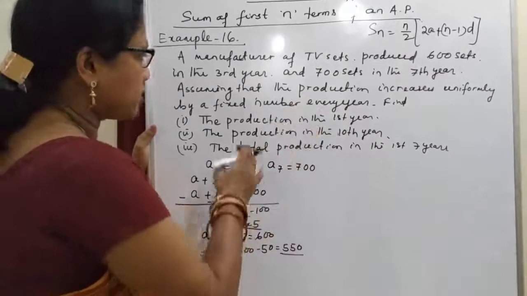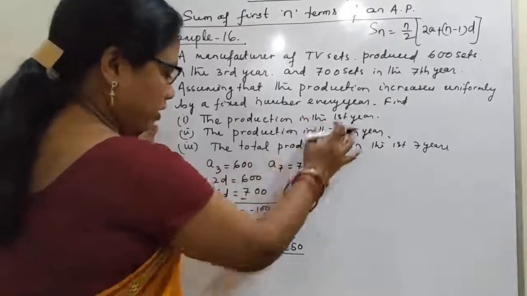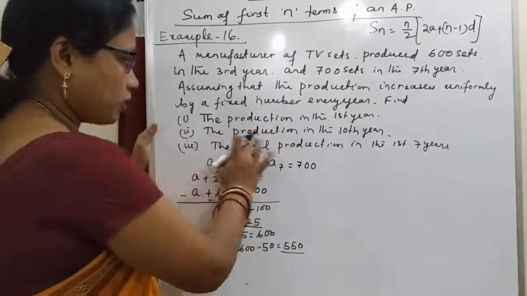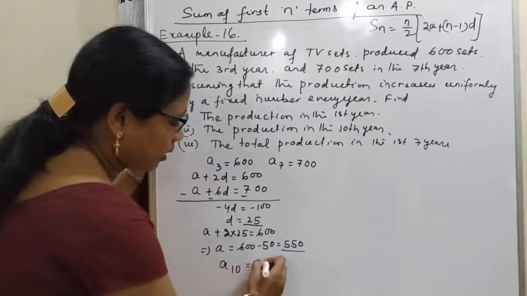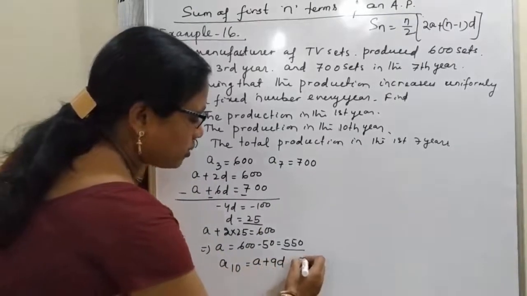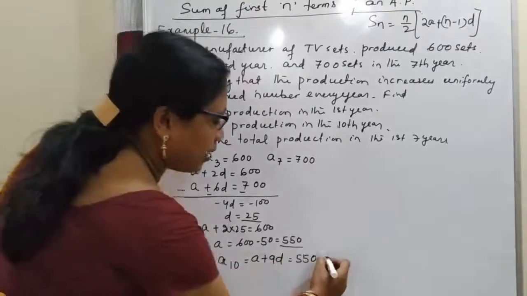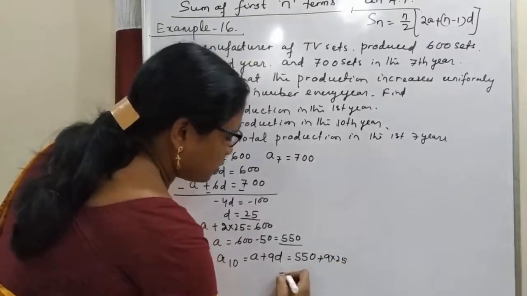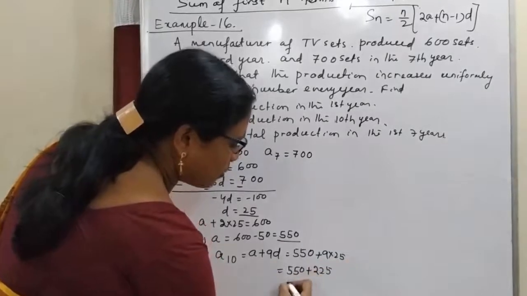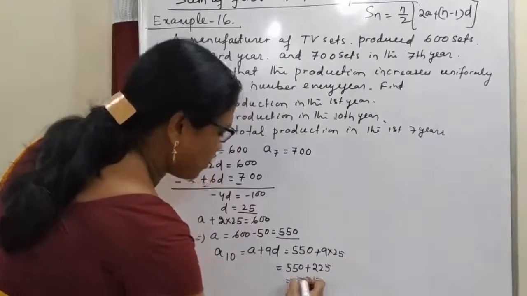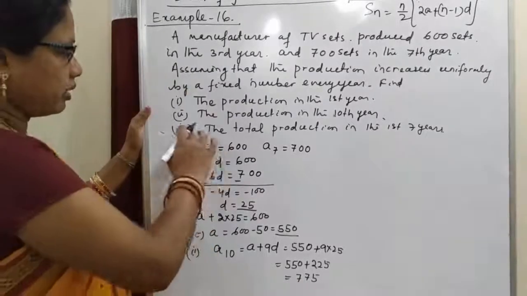So next it is asked, find the production. So the production in the first year, that is 550. The production in the 10th year, that means A10 is equal to A plus 9D. So this implies 550 plus 9 into 25. So this is equal to 550 plus 225. This is equal to 775. So this is bit 2. So this is bit 1. Then come to bit 3.